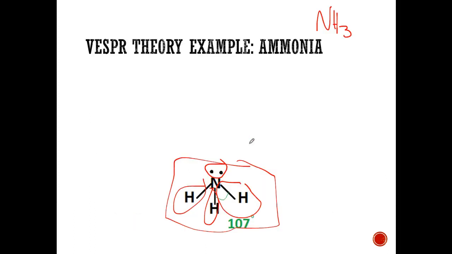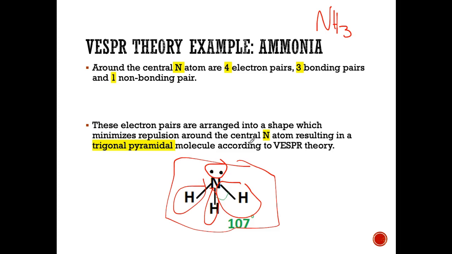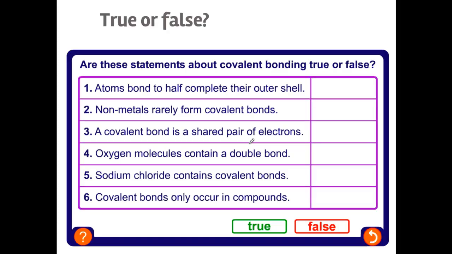Okay, so practice makes perfect with this. There are some questions that would be good to do to help practice this one. So you should be able to tell this by now. Are these statements about covalent bonding true or false? Atoms bond to half complete the outer shell. That's false, fully. Non-metals rarely form covalent bonds. Very false. They often do.